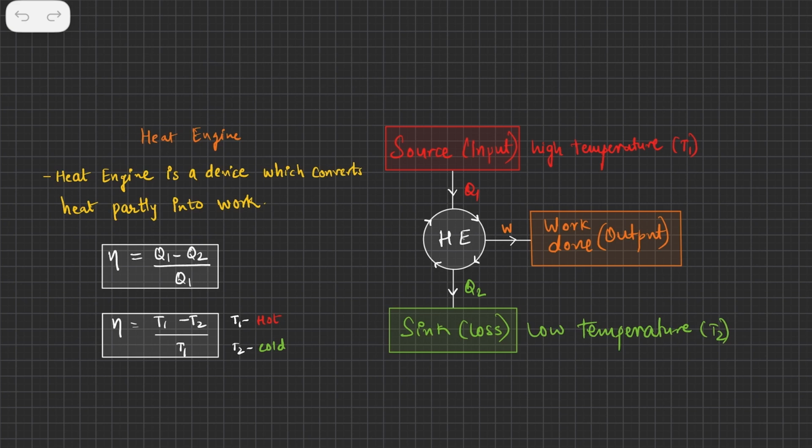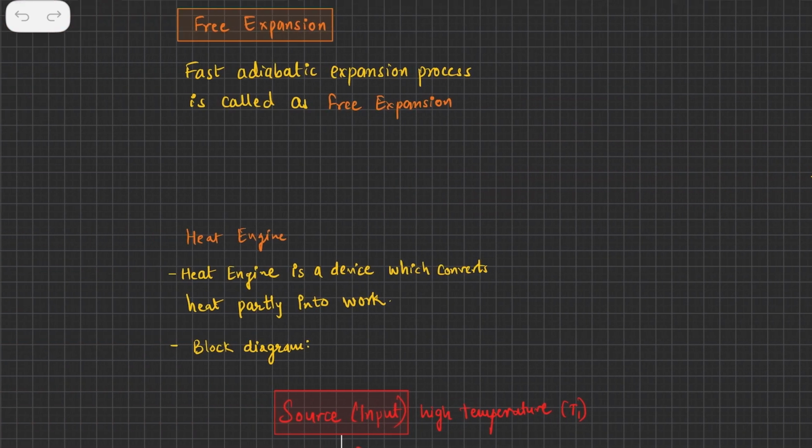We have been doing thermodynamics for a few videos, and we have reached a point where we are going to start with the concept of heat engine. As you can see, this is just a summary of what you are seeing on the screen. We are going to derive these equations, see how we come to them, and understand this block diagram. Let's quickly start this video.